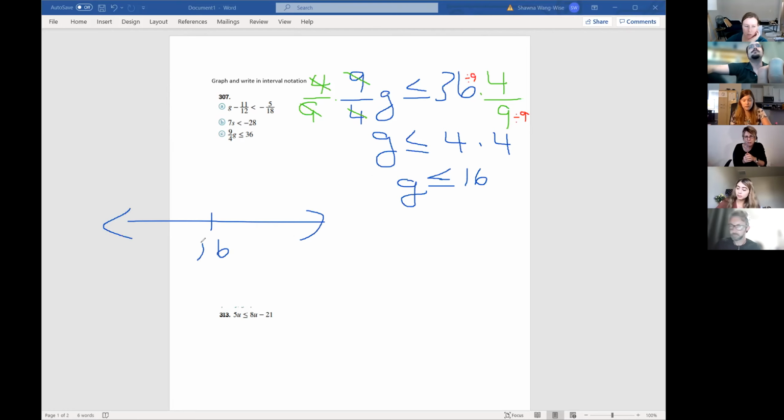Did you do open or closed? I have a closed circle. And then I have my arrow going to the left, because g is less. So this represents g and it goes forever.